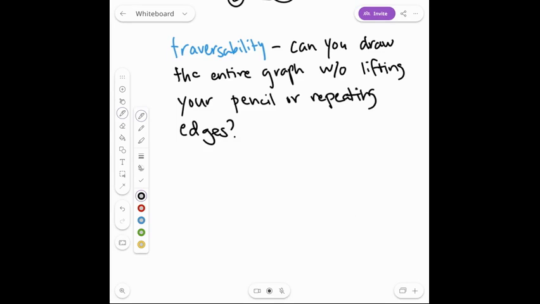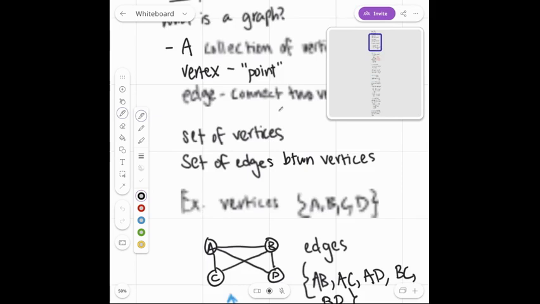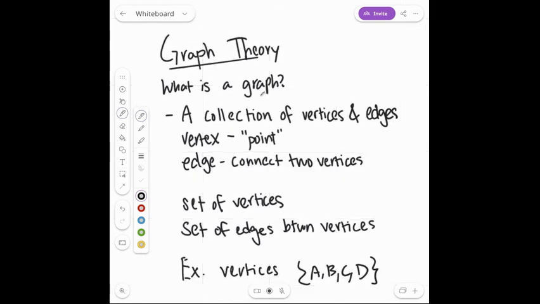If you're interested, the Seven Bridges of Königsberg is a famous example of traversability, and you can search it up if you are interested in this. Okay, so this is overall all the information points that you need to know about graph theory. And next, we'll go into some practice problems.